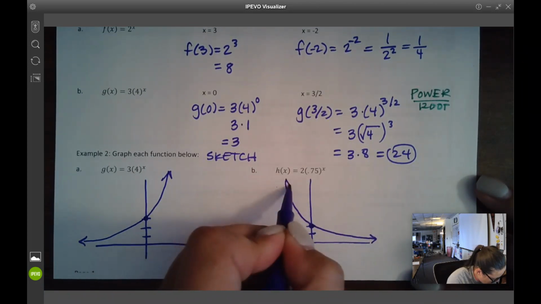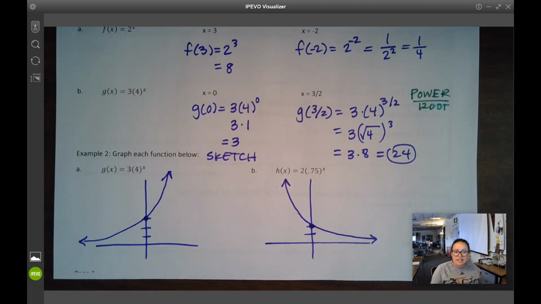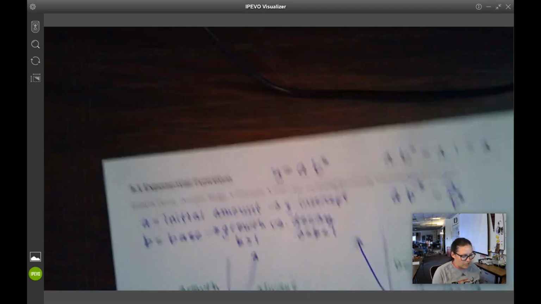Your graph should also never hit the x-axis. Okay, I'm not looking for anything too intense. I'm not expecting you to plot every individual point, but you should have a general sense of what the graphs are going to look like and important characteristics. Okay, let's flip the page.